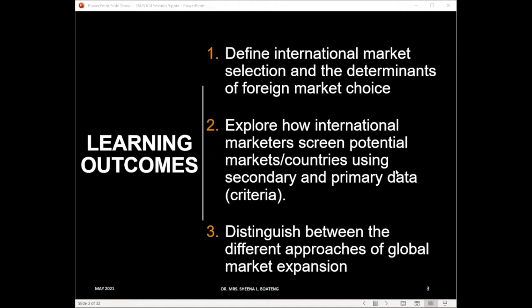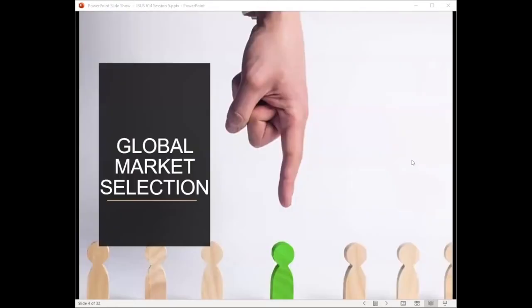And then finally, we'll be able to distinguish between the different approaches of global market expansion. Because once a firm decides to go international, it is a means of expanding their reach beyond their domestic market into a foreign market, which will be characterized by a duplication of their efforts from the domestic market into these foreign markets. So we will look at the approaches that firms usually use when they are embarking on this kind of expansion. So these are the learning outcomes we will achieve in a nutshell by the end of the session. So on that note, let's begin by looking at the concept of global market selection.